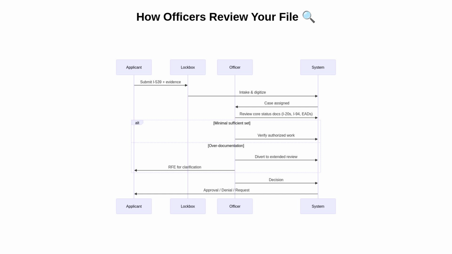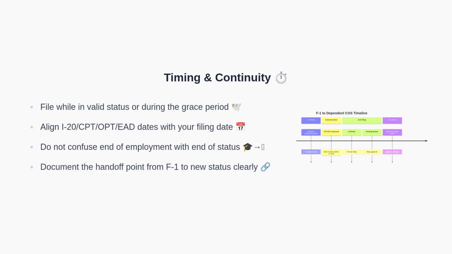This sequence diagram illustrates the life cycle of your application: submission to the lockbox, intake and digitization, assignment to an officer, and a review focused first on core status documents. If your packet presents a minimal sufficient set, the officer verifies authorized work efficiently. If over-documentation is present, the case may be diverted to extended review, and an RFE may be issued for context. Finally, a decision is recorded and communicated to you. Timing is critical.